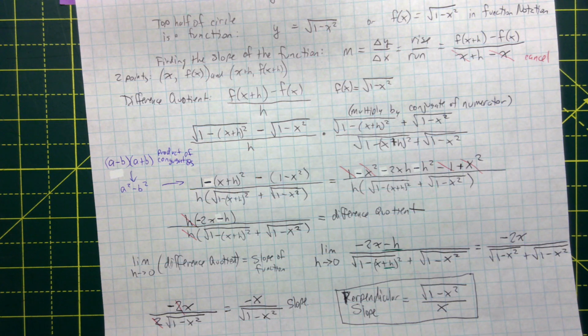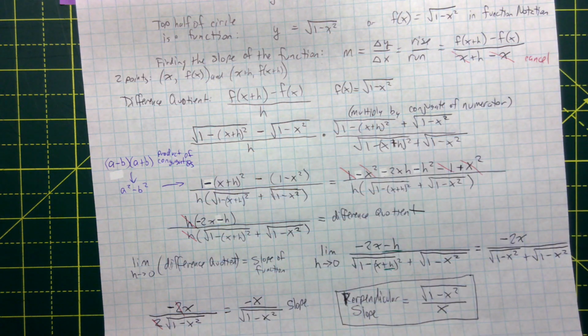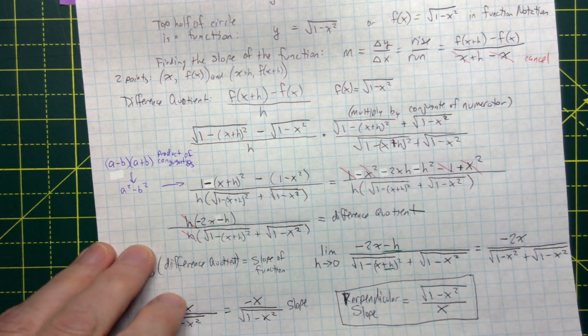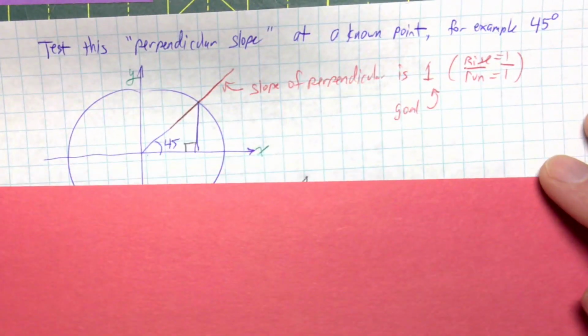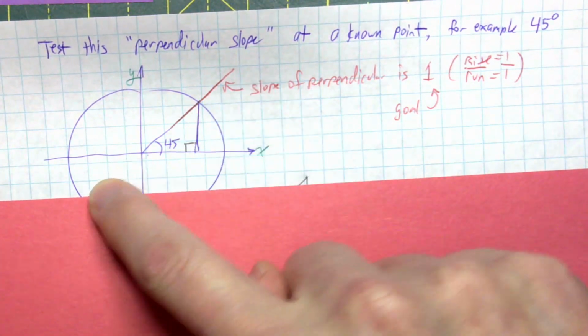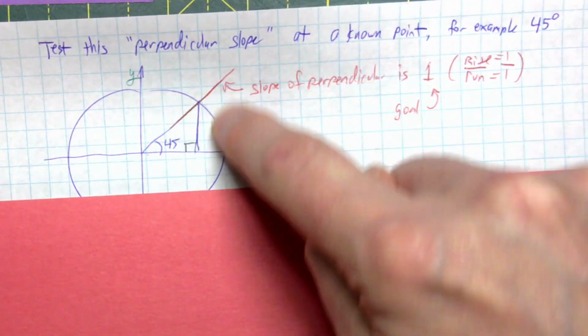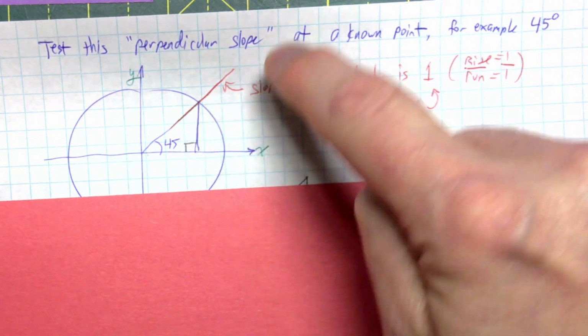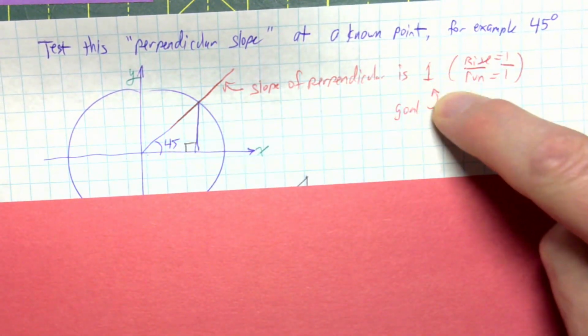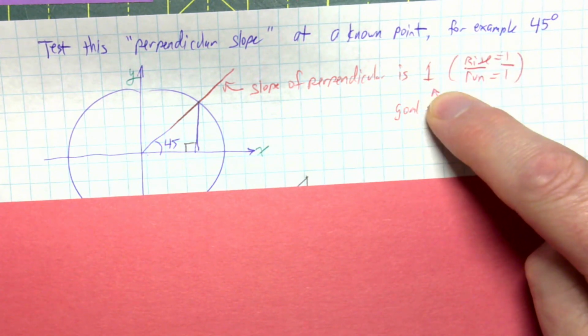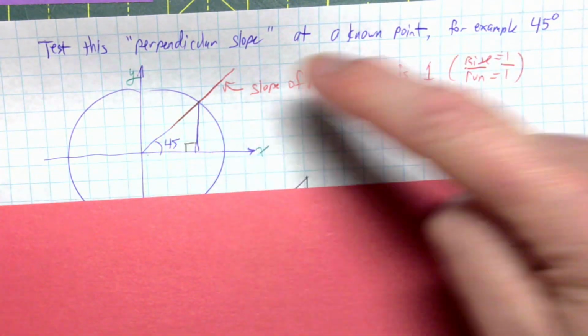And what we're going to do is we're going to test this out with a sample point, and I'm just going to arbitrarily pick the point at 45 degrees. So we're going to test what the perpendicular slope to the circle is at 45 degrees. So this line in red is what we should be getting back out. They should tell us that it's a slope of 1. But our input is going to be this x value.